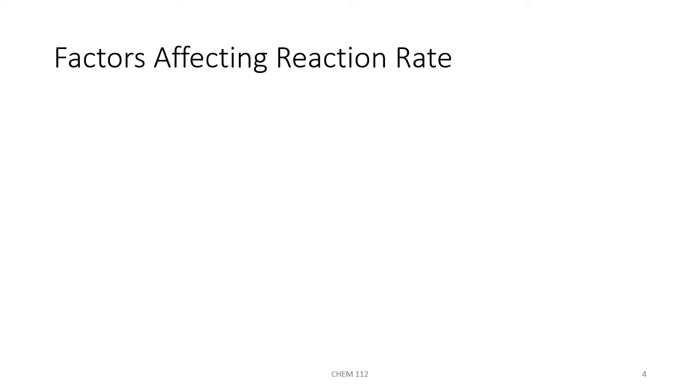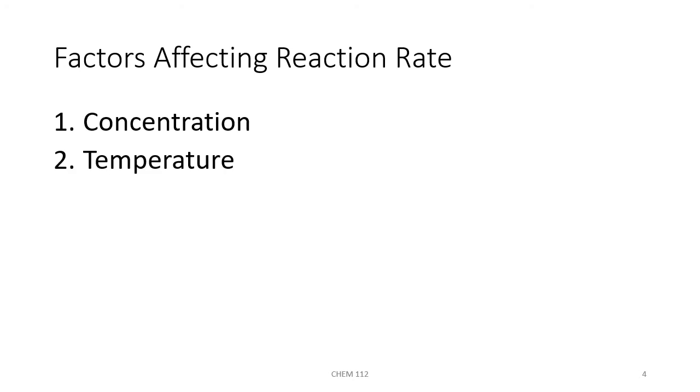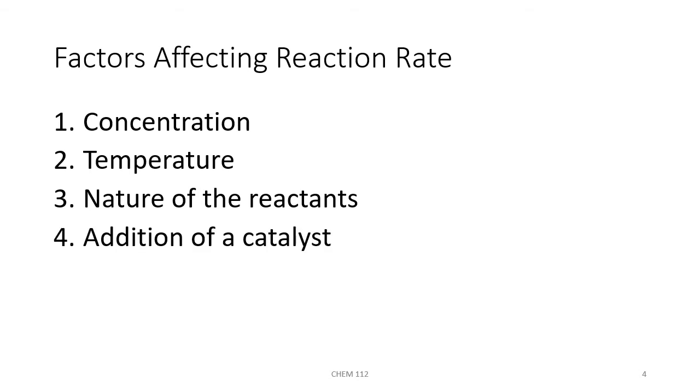There are 4 factors that we'll cover in this chapter that affect reaction rates. The first is concentration, the second is temperature, the third is nature of the reactants, and the fourth is the addition of a catalyst, which is something that speeds up the rate of the reaction.